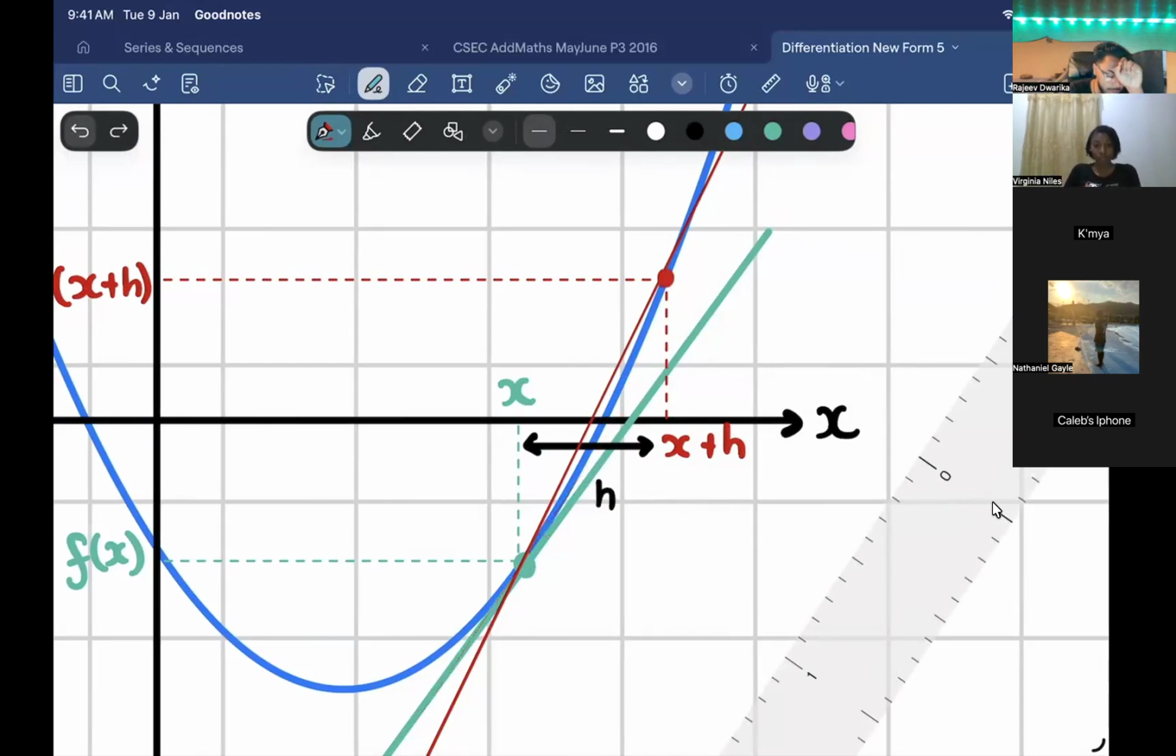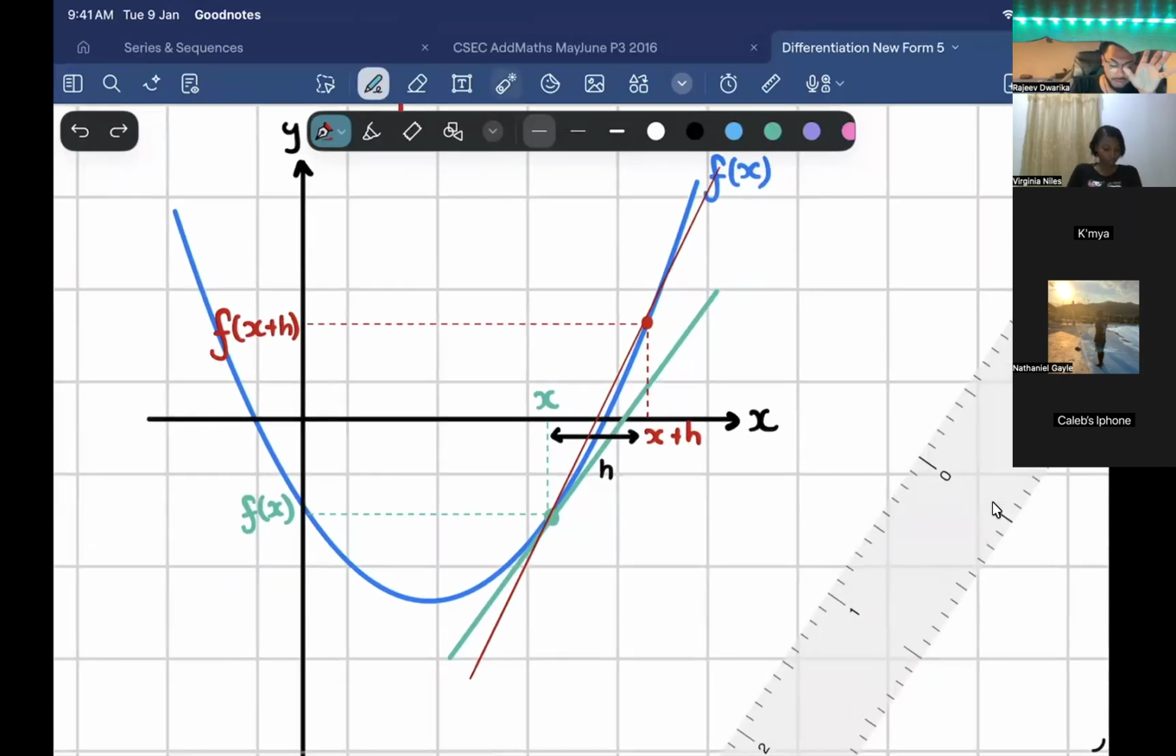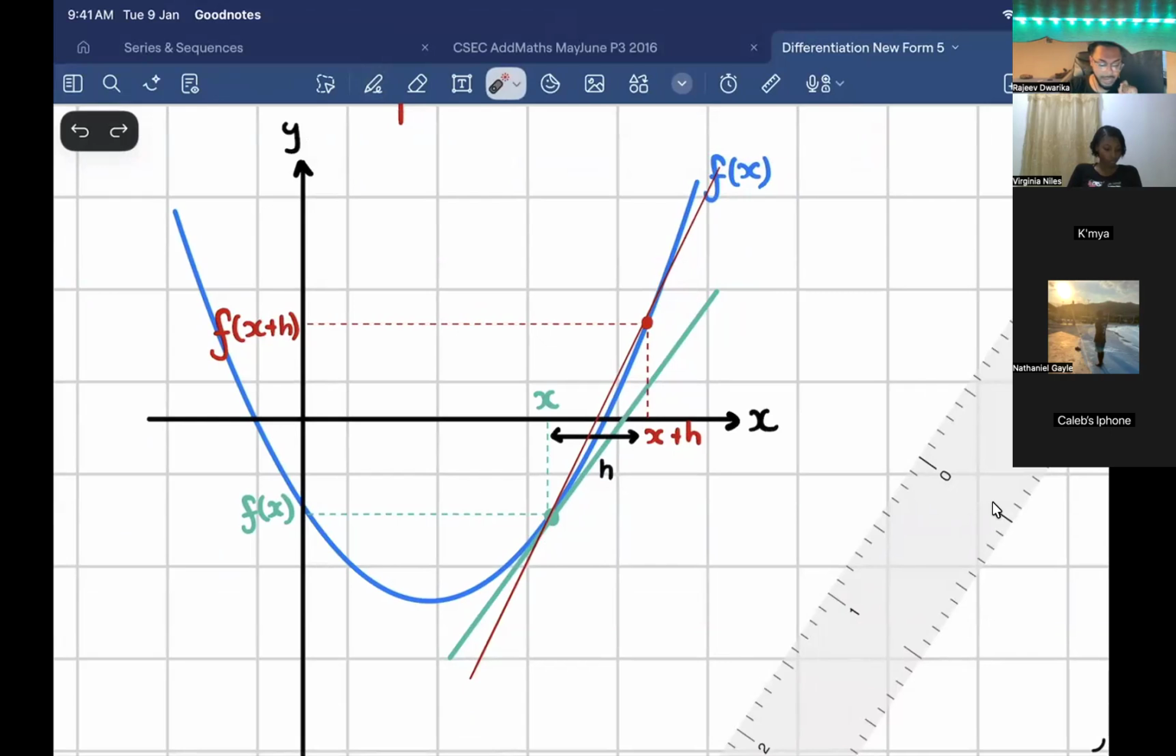Now, Caleb, I hear in your silence, you're probably confused. So let me make sure you understand this. Caleb, just to make sure we're on the same page, what is the actual gradient at this point? Which line? The green line. Good. So let's say I put a point here, and I had this point here, and I draw a line through this point. Would that be the actual gradient of this point? No. You would say it is a what?